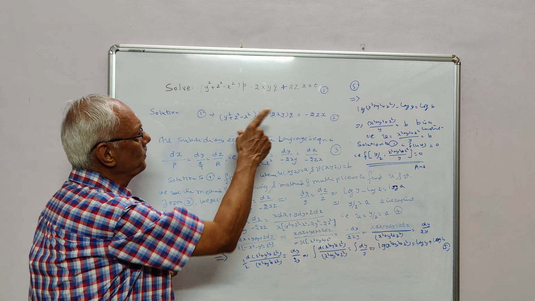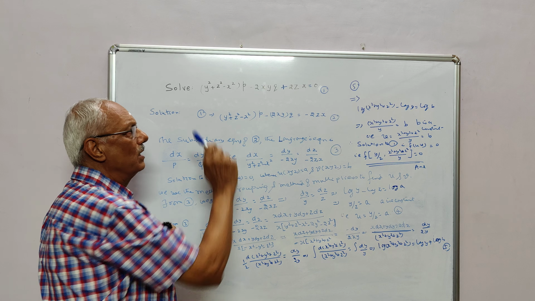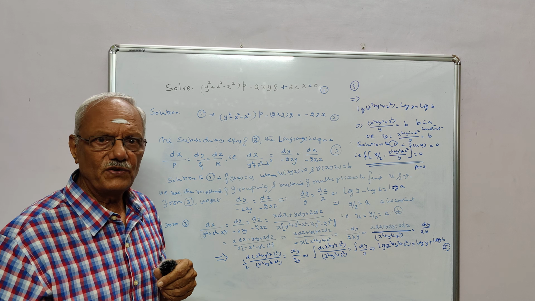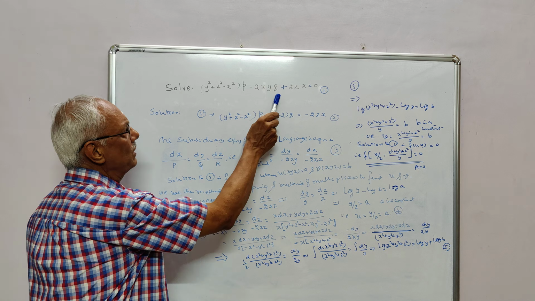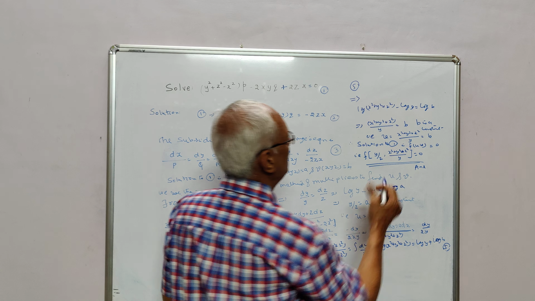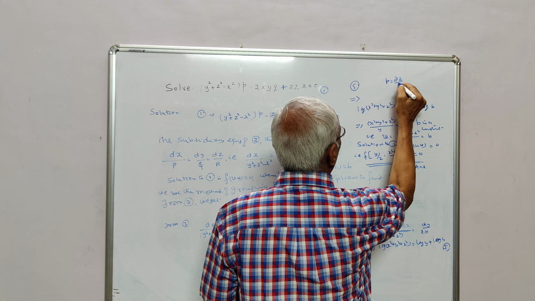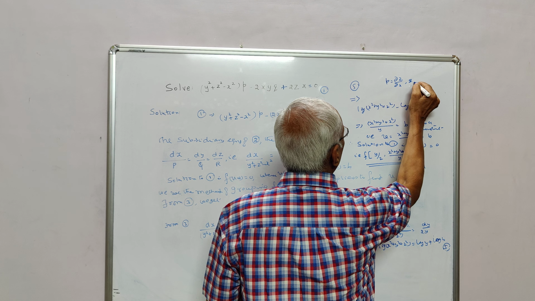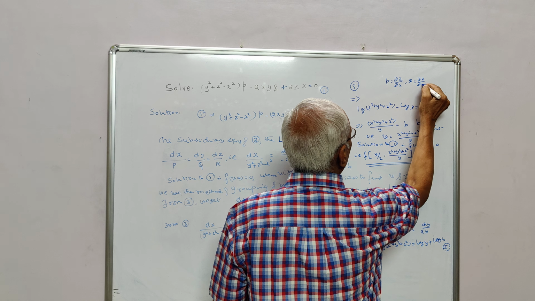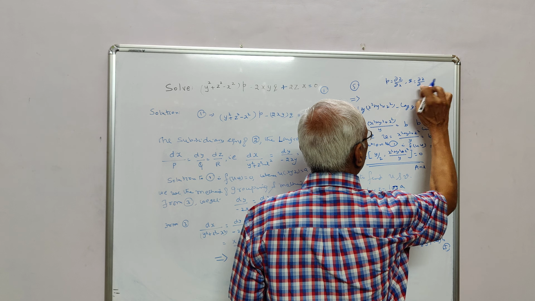But in this particular problem, you see that this is the partial differential equation in which p and q are basically the partial derivatives. P is dou z by dou x and Q is equal to dou z by dou y.